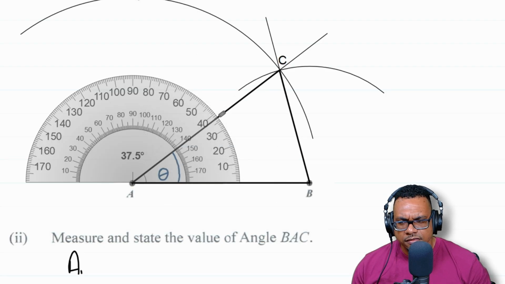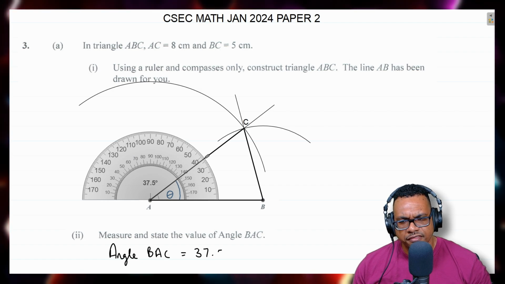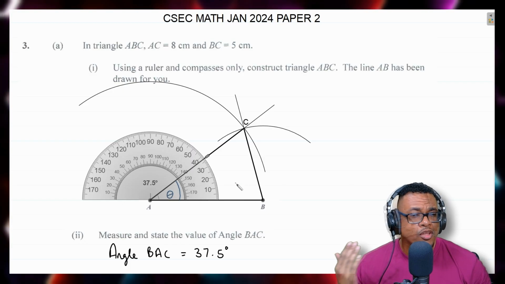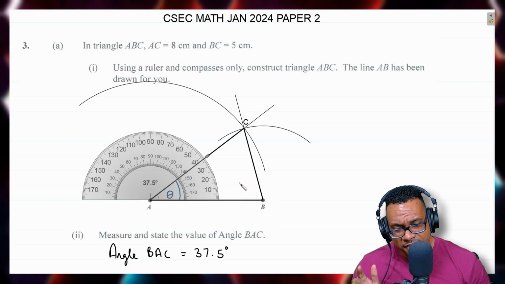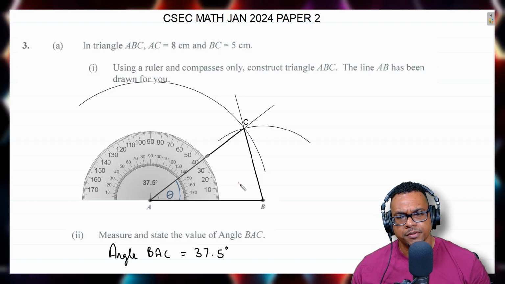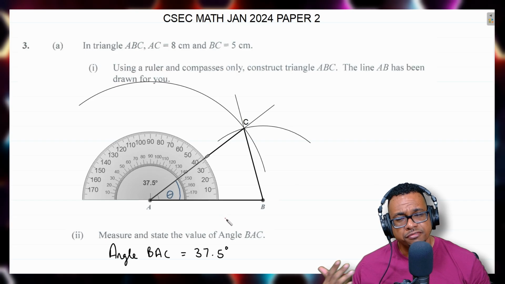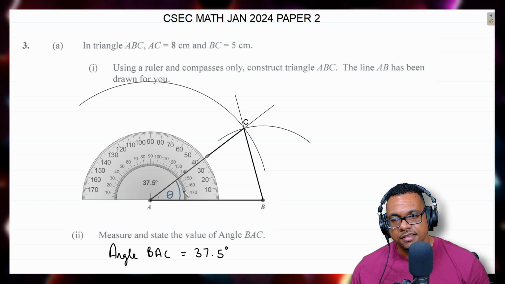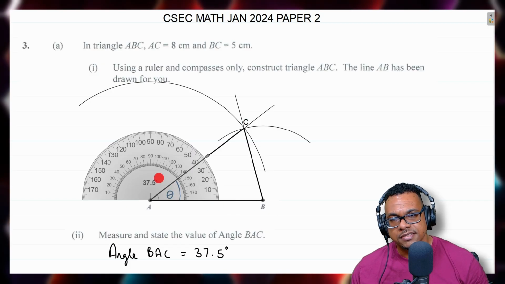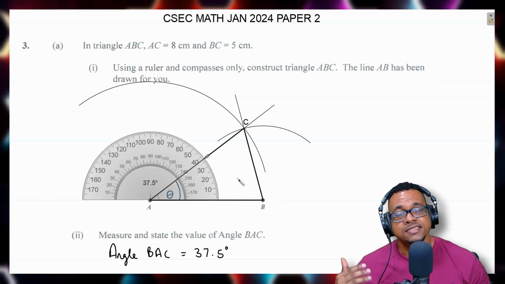So angle BAC is equal to 37.5 degrees. Now, I'd just like to remind you again that if you're doing this question on the actual past paper, the exact copy of the past paper, you would not get this answer because my length of AB here would be different from the length of AB on the actual past paper, which would affect the angle at BAC. But the steps that I've taken to actually do the question would be same.